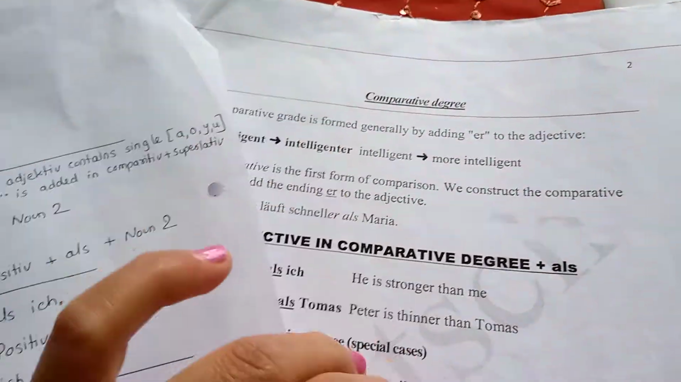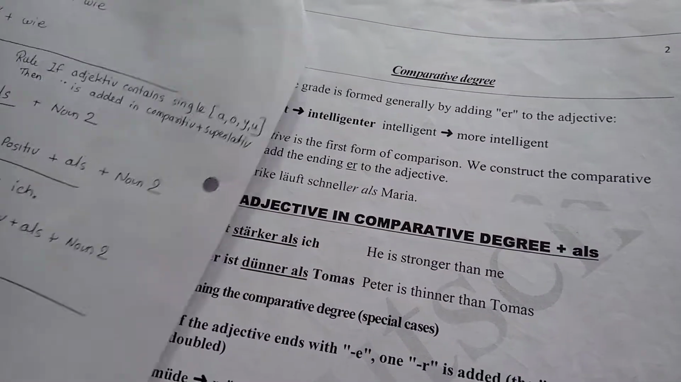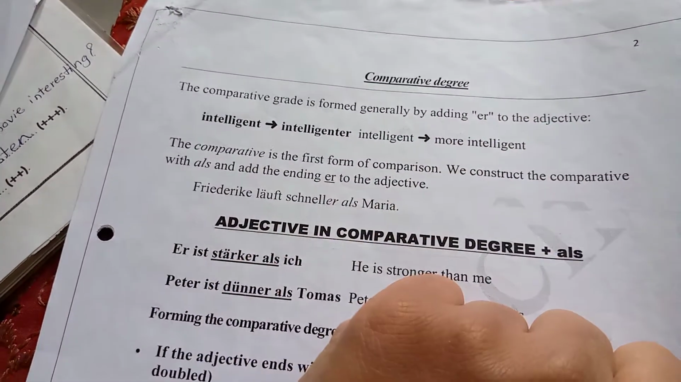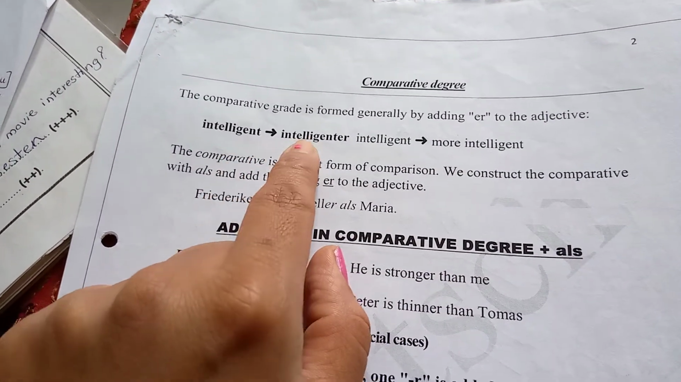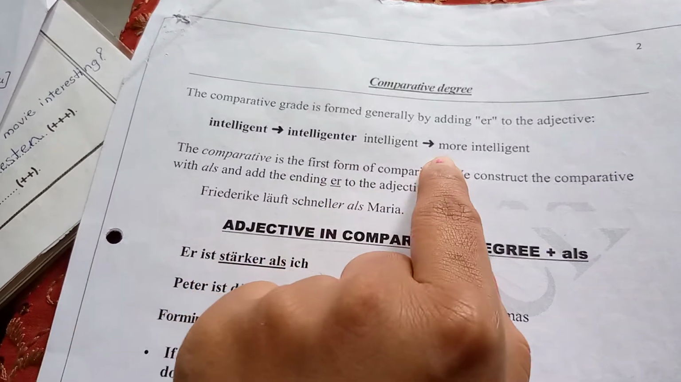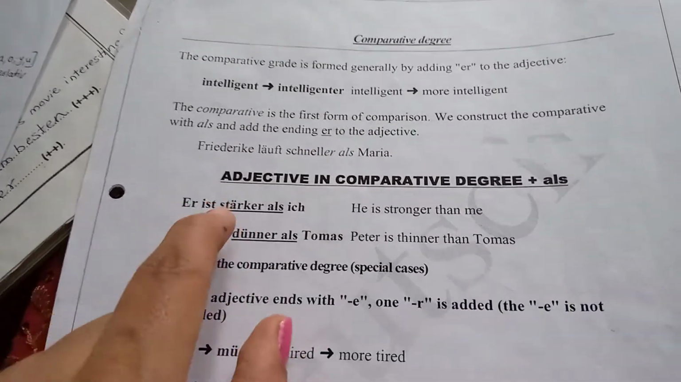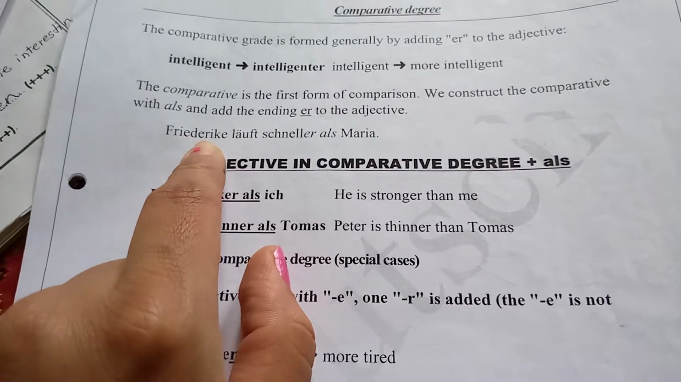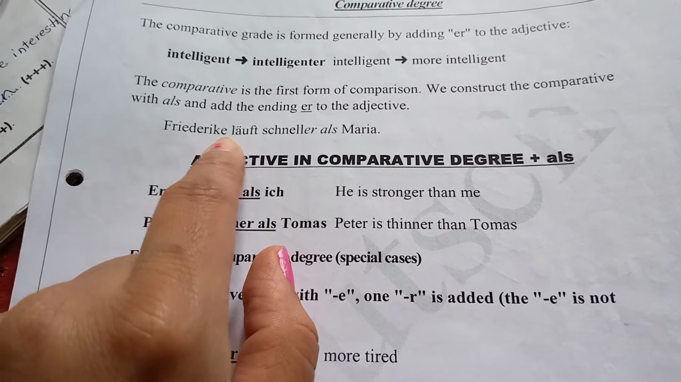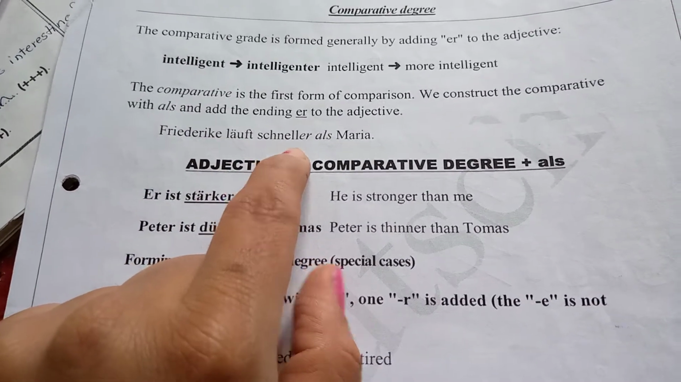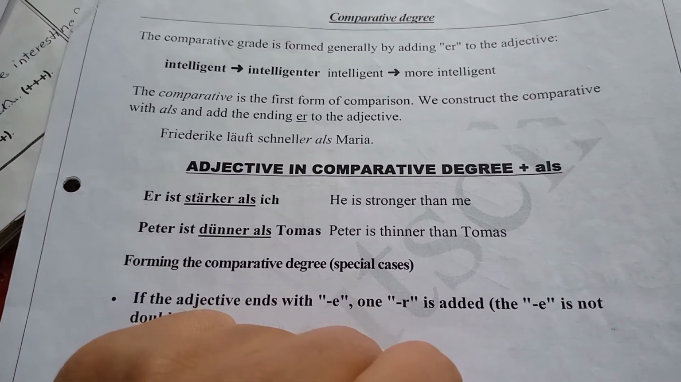Now let's come to the comparative degree. So the comparative degree is formed generally by adding er to the adjective. For example, intelligent becomes intelligenter. We add er. That means intelligent and more intelligent. Okay. So, one example, Frederica läuft schneller als Maria. Means Frederica runs faster than Maria.